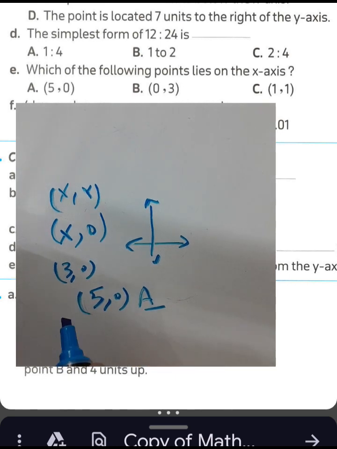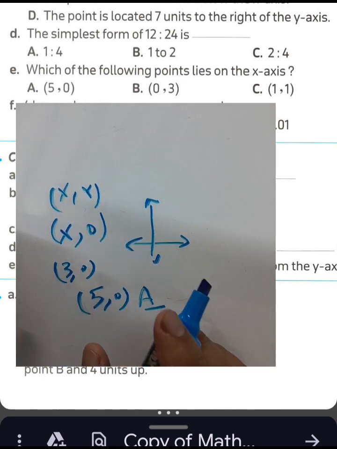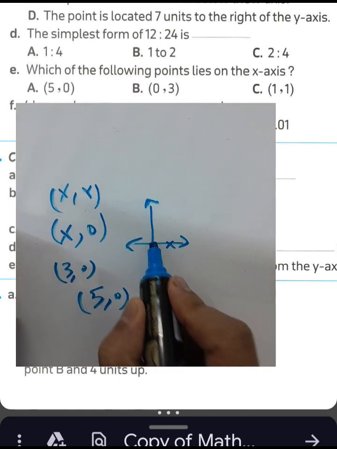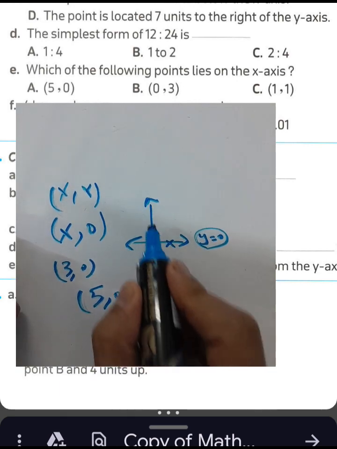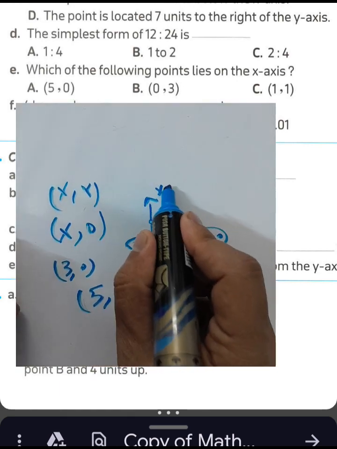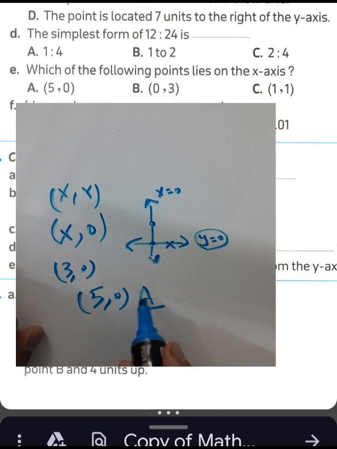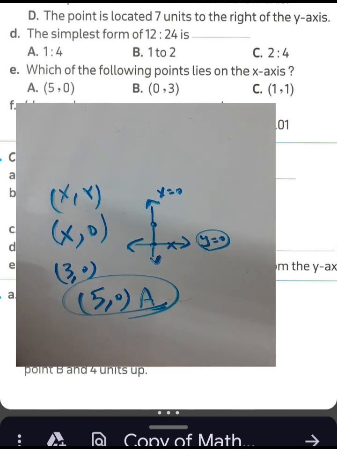Understood? Any point that lies on the x-axis, the value of y equals 0. And any point that lies on the y-axis, it means x equals 0. So you must choose letter A about this example. Okay.